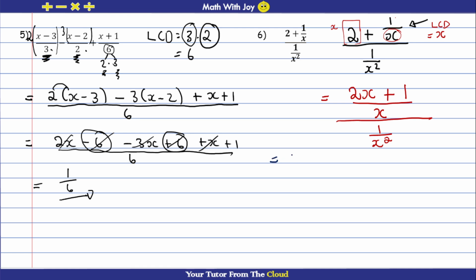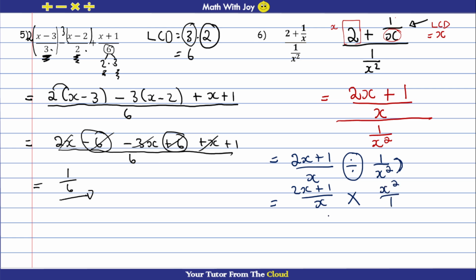Right. Now, when it's like this, it looks a bit complicated. So I will rewrite it to 2x plus 1 over x divided by 1 over x squared. Now like this, you remember from the previous lesson that division changes to multiplication. So you're going to have 2x plus 1 all over x multiply. Then we have to swap these around. X squared all over 1. Now remember the cancelling method.